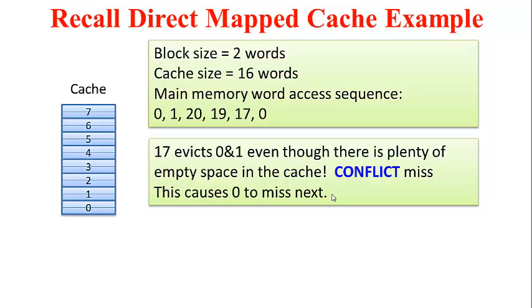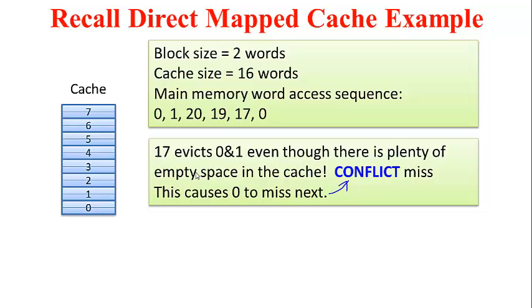So the cache miss which happens when 0 is accessed next is known as a conflict miss, because this happens because word addresses 17 and 0 happen to map to the same cache block. They have a conflict in the cache block, that is, only one of them can be present in the cache at any given point of time.